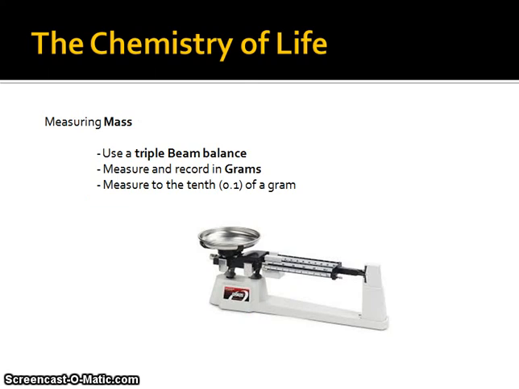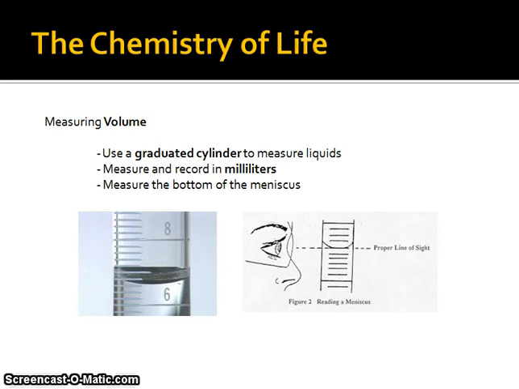Okay, and now for some reminders about measuring. When measuring mass, we're going to use a triple beam balance. We should always measure and record in grams when using the triple beam balance, and measure to the nearest tenth of a gram. If you're measuring the volume of liquids, you'd use a graduated cylinder. You're going to measure and record in milliliters. And remember to record the measurement that you see at the bottom of the meniscus. The meniscus is this curved shape that you see because of adhesion. The water gets pulled up the sides of the graduated cylinder.